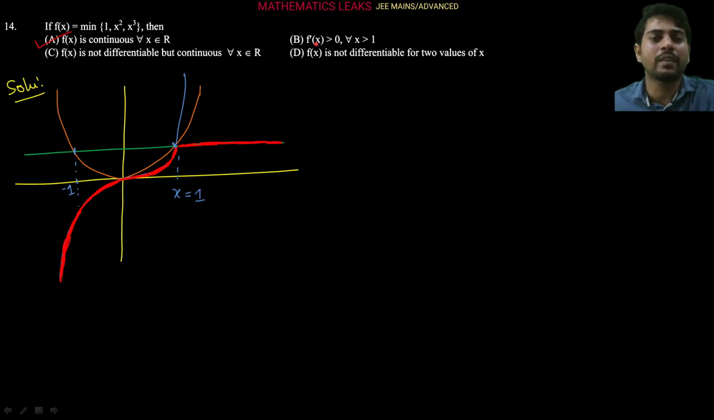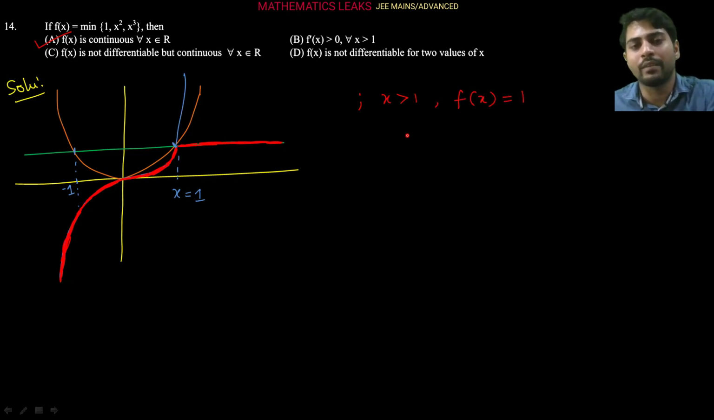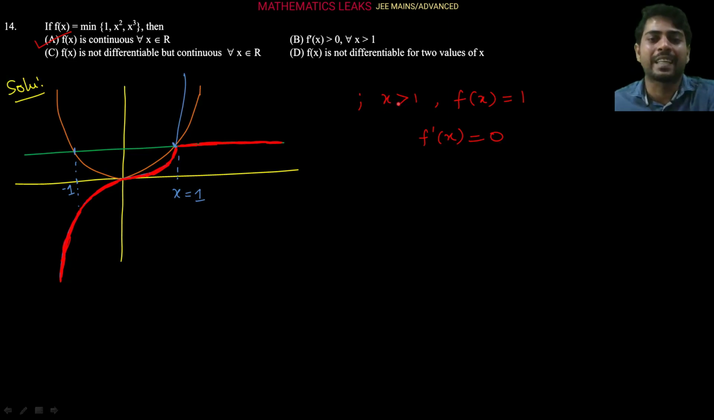Now the second option, B, is given: f'(x) greater than 0 for all x greater than 1. So let's see, when x is greater than 1, the graph is this red graph. This red graph is actually the earlier green graph, which is nothing but y equals 1. So when x is greater than 1, our function is f(x) equals 1. Now its first derivative, f'(x), is coming 0. f'(x) is 0 for all x greater than 1. B option says f'(x) is greater than 0, but we are getting equal to 0. Correct? So B option is absolutely wrong here.